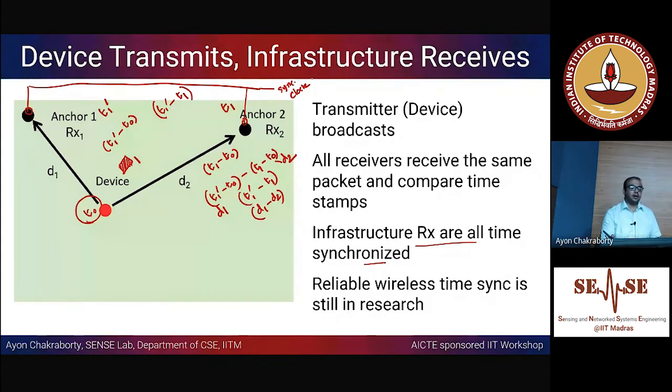And the good part is that you don't have to have any relation with the device. The device simply sends out a beacon packet. Whenever this beacon packet is received at the anchor locations, the infrastructure side knows your location, you don't know. They know the location of the anchors, and they know the value of d1 minus d2. From that they can calculate the location of the device.